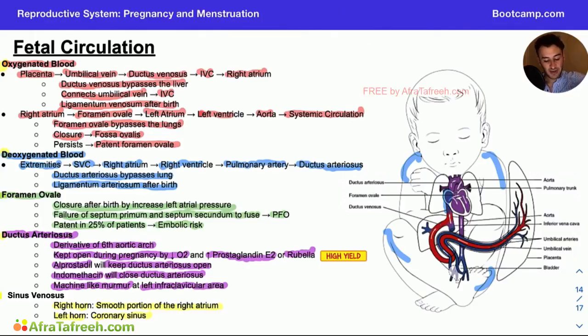In terms of our high yield review, I would say it's important to really just know the path of oxygenated and deoxygenated blood. If you understand this, it will help you understand some of the pathology that's related. And then if I was to put all my eggs in one basket, I would put it in ductus arteriosus, because there are so many questions related to it. If you guys can know that one, I would say that's the highest yield one to know on exam day.